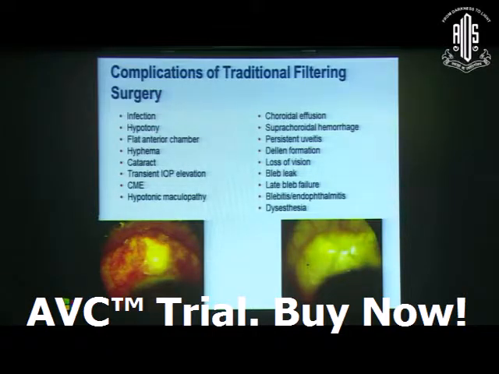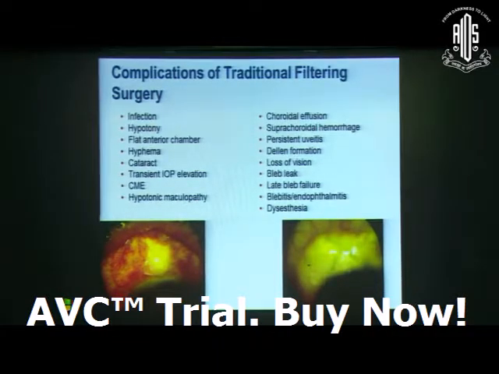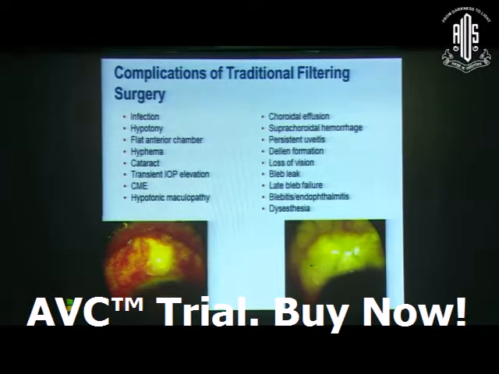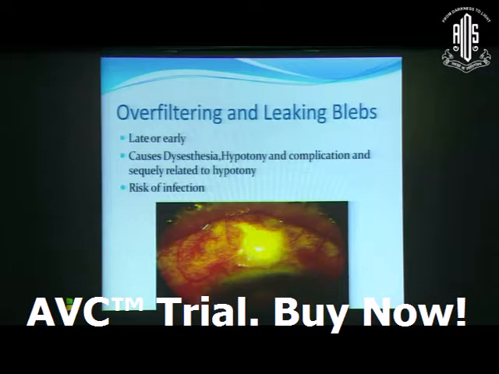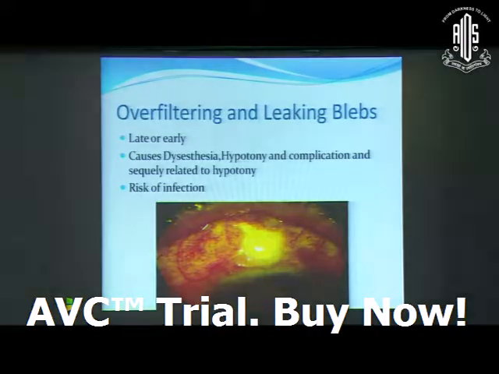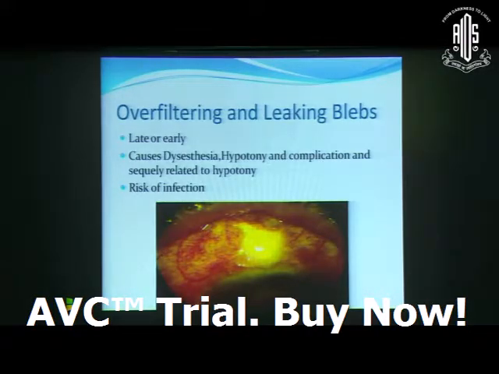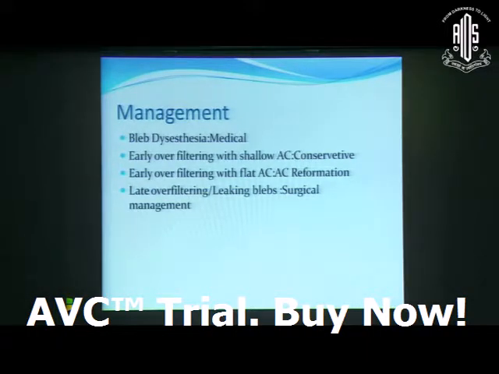The hypotony, the hypotonous maculopathy, shallow anterior chamber, formation of choroidals, cataractogenesis, blebitis, endophthalmitis, and so forth. So early recognition of the leaking bleb or overfiltering bleb and a proper treatment is highly essential. When you have an overfiltering bleb or a large bleb, the biggest problem the patient faces in the early phase is the dysesthesia.